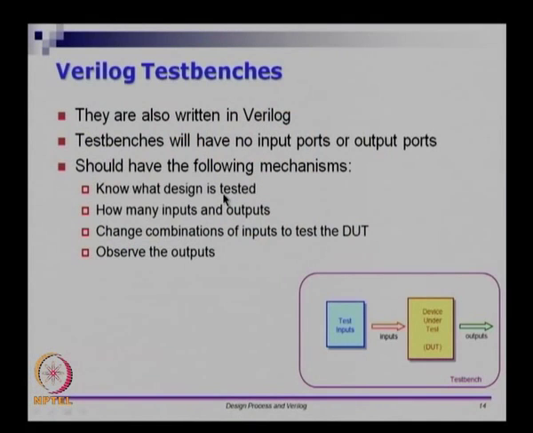So the Verilog test benches are also written in Verilog. Test benches will have no input ports or output ports, and it should have the following mechanisms. You should know what design you are testing, you should know how many inputs and outputs are there, you should be able to change the combinations of inputs to test the design under test, and finally be able to observe the outputs. These are all the different things that you need. So the next module is actually a demo of how to do this.